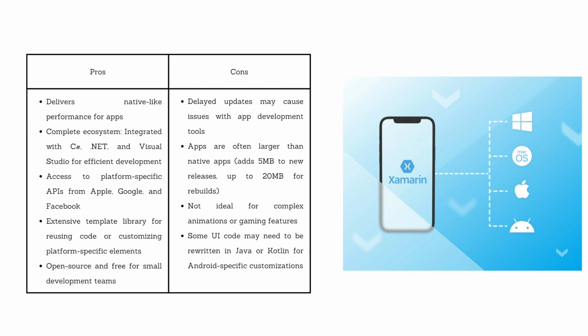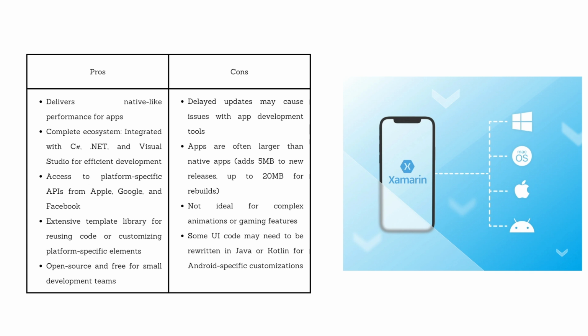Like React Native, Xamarin is open source, making it free for small development teams. And taking the cons into consideration, updates to Xamarin are often delayed before being reflected in the framework's tool, which sometimes causes issues with individual apps. Xamarin apps are often larger than native apps, adding about 5 MB for a new release, which might be up to 20 MB for rebuilds.